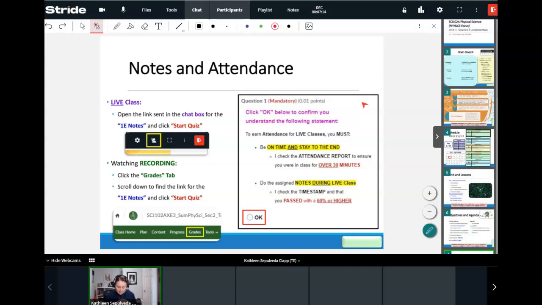Go ahead, and for those of you who haven't raised your hand yet, I'm going to give you 20 seconds on the clock. For those of you who just came into class, 20 seconds on the clock, get your notes open. If you're watching the recording, click on the grades tab, scroll down to 1E notes. No worries, Luciana. Go down to 1E notes and start your quiz. 20 seconds, 10 more seconds.